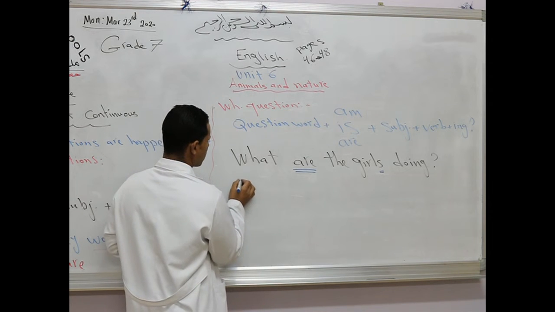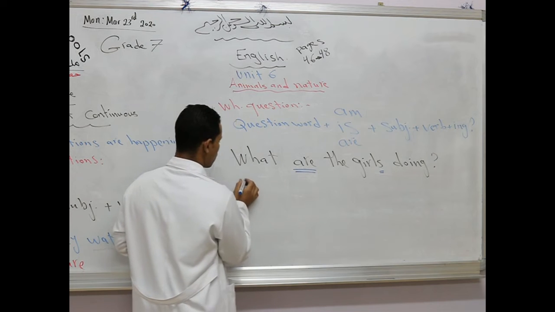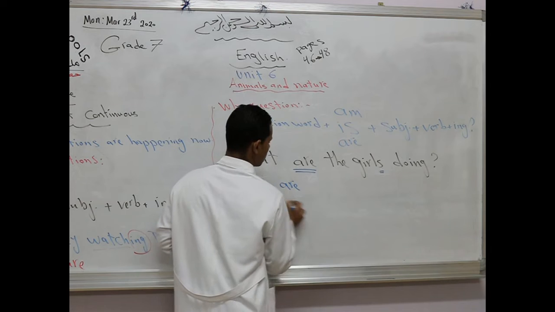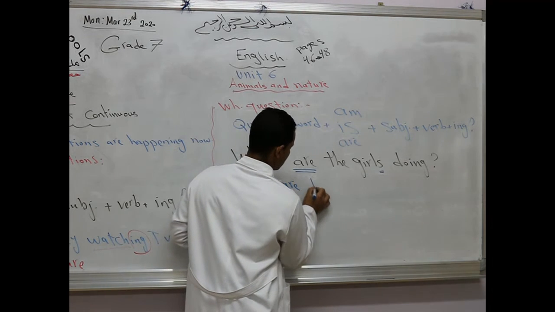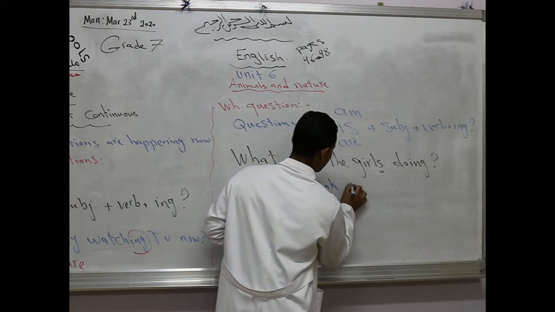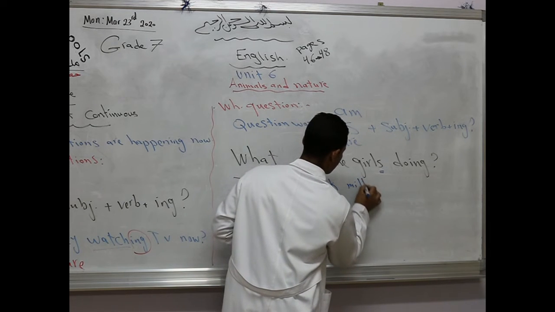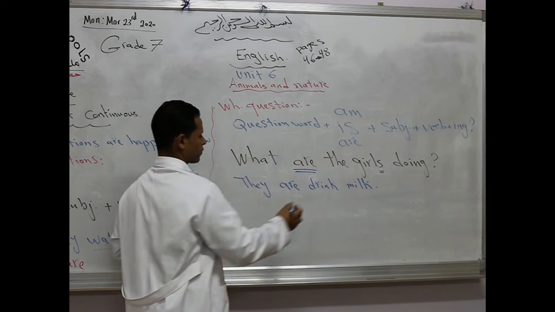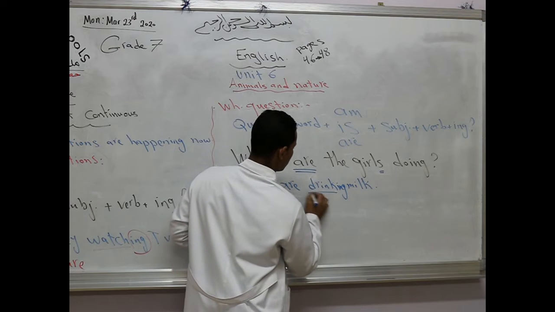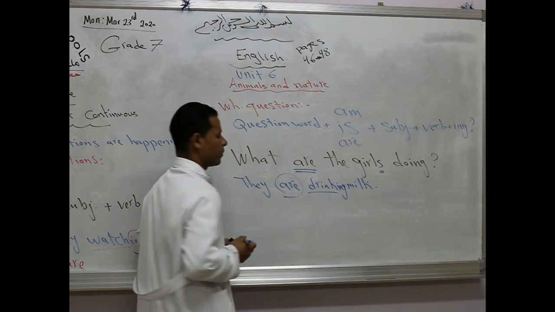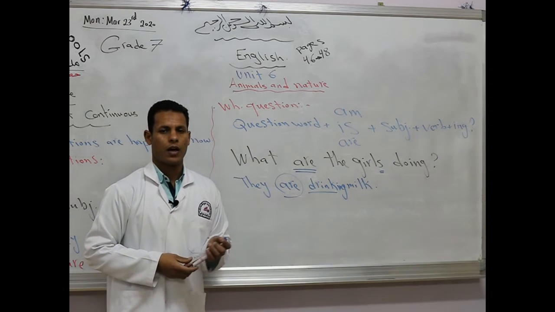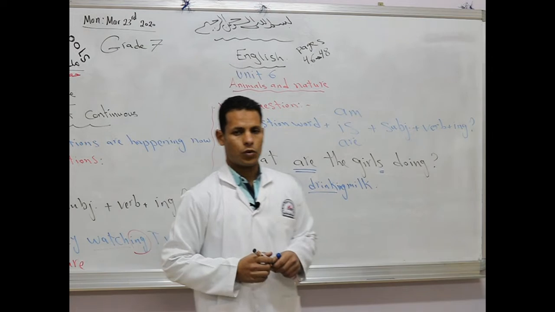So we can answer the question: the girls or they are drinking milk. Here we add ing to the verb and we put verb to be are because it's preceded by the plural pronoun they.